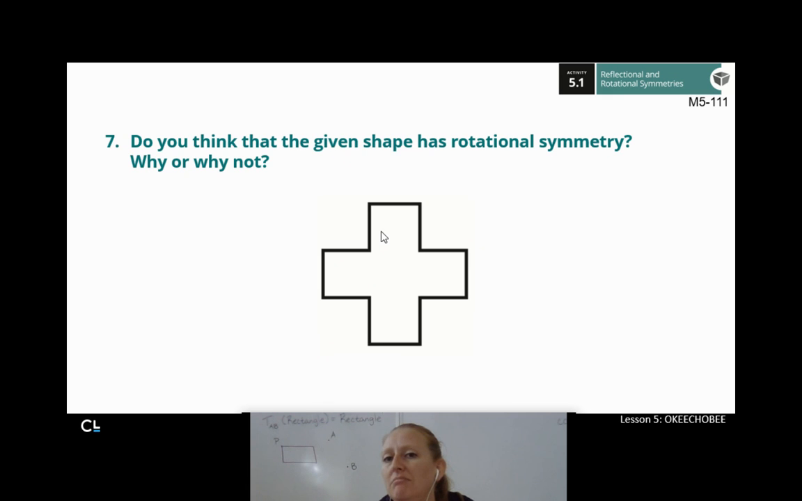What about number 7? Do you think this shape has rotational symmetry? Hit pause, jot down your thoughts. Why or why not? Hit play to check your work.